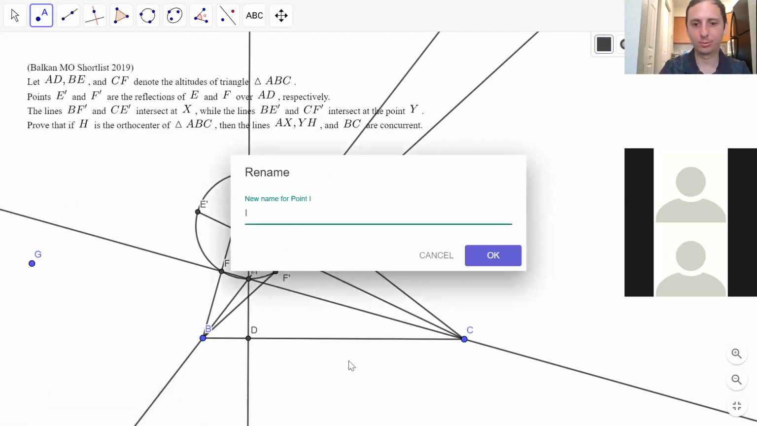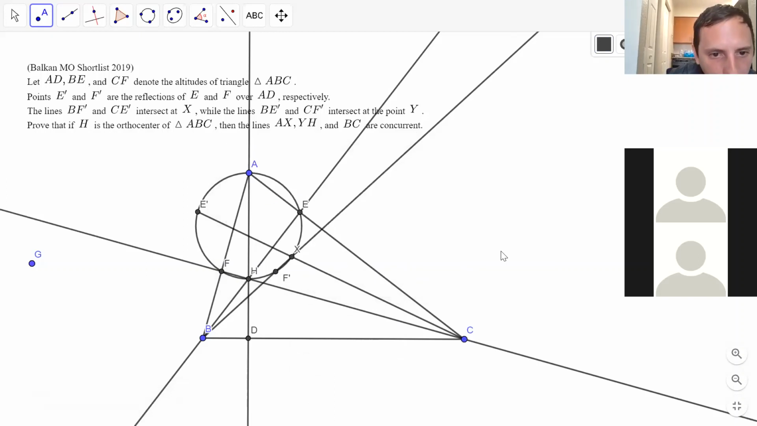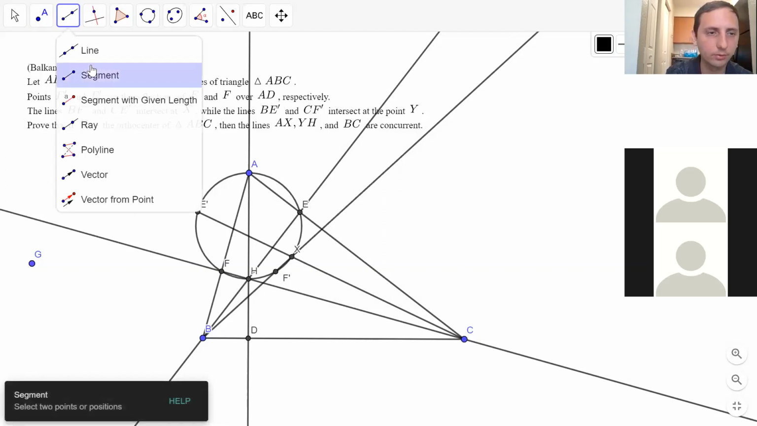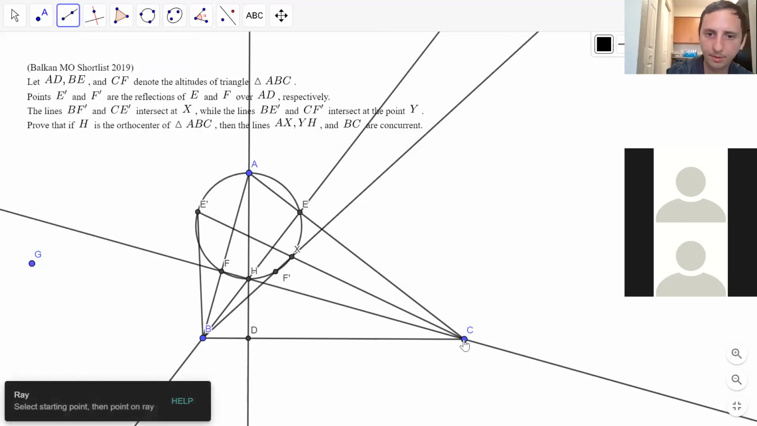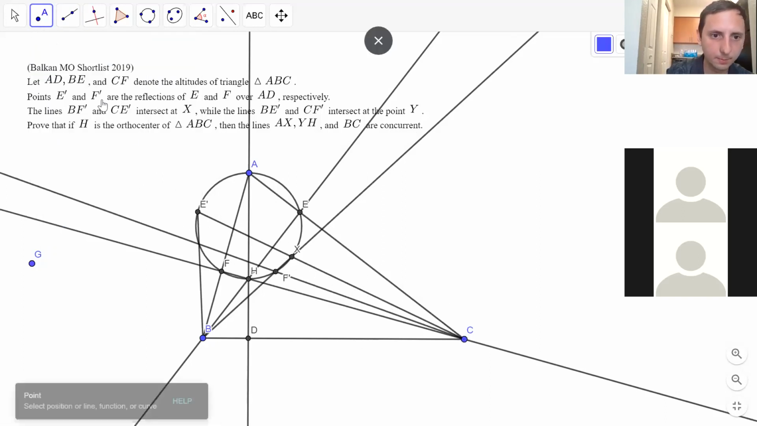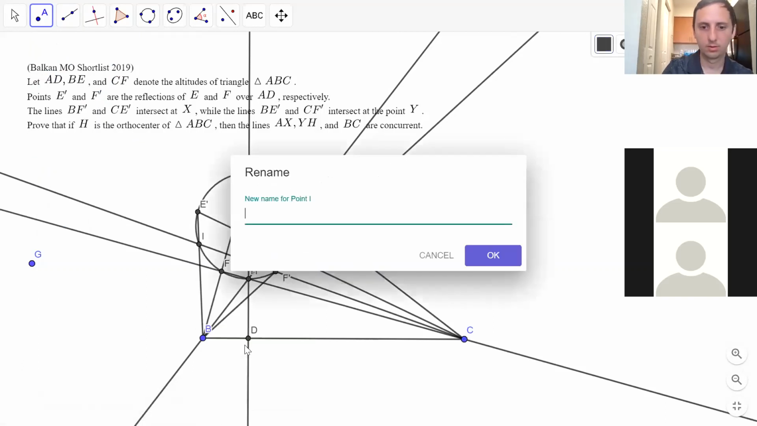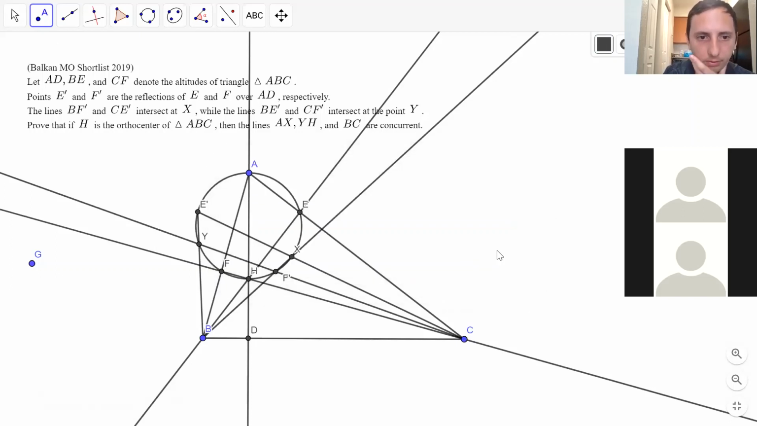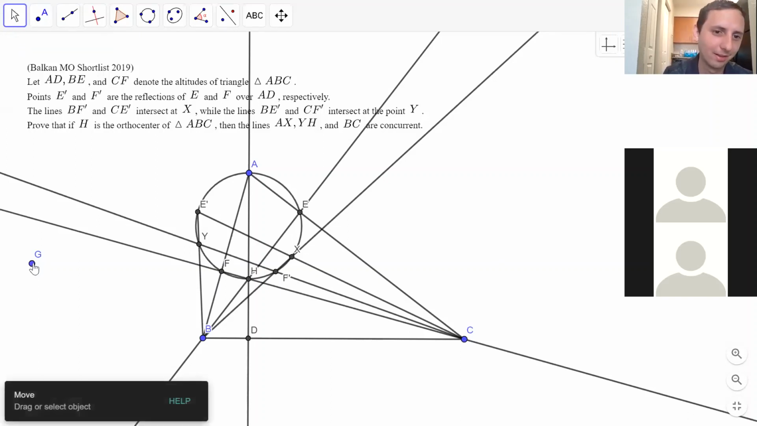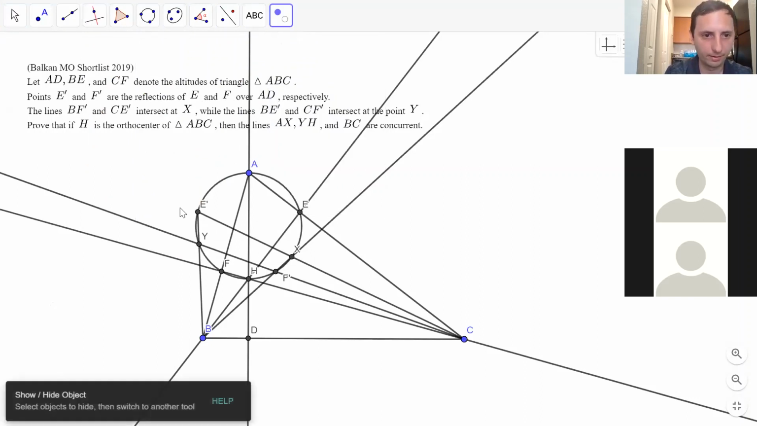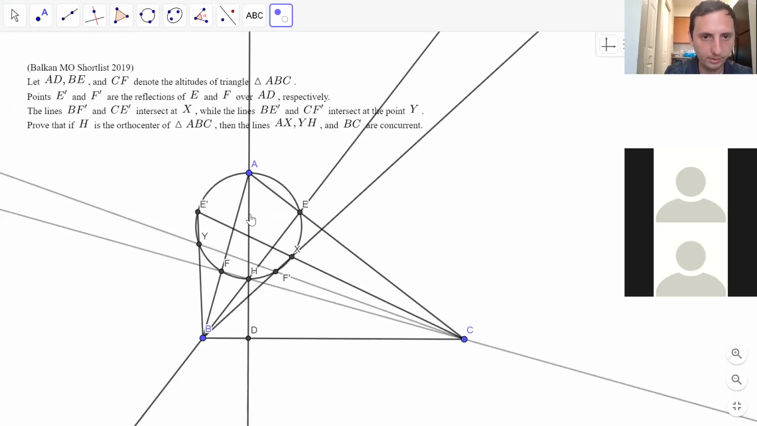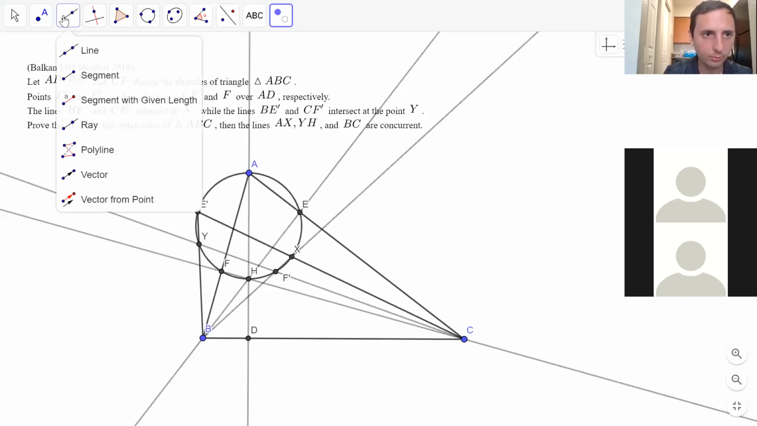So they intersect at X. We have to prove X lies on the circle. And BE prime and CF prime intersect at Y, which probably also by Pascal's lies on the circle. And we want to show that AX, YH, and BC are concurrent, which is probably a Pascal bash, right? Let me just make it look nicer for now. Hide a couple lines that are longer than they need to be, and then redraw them.